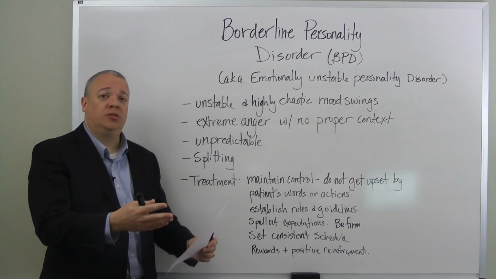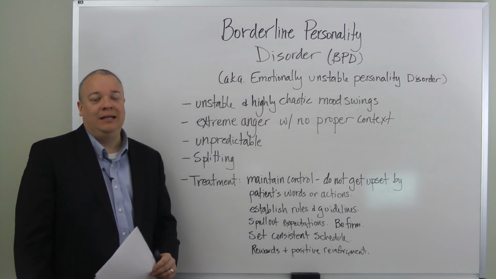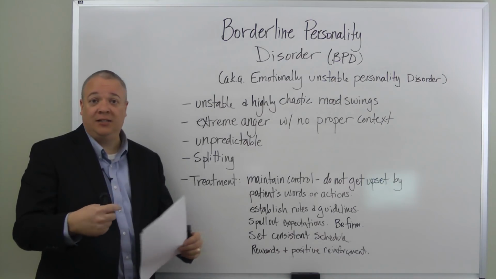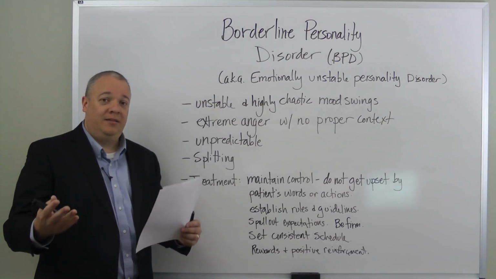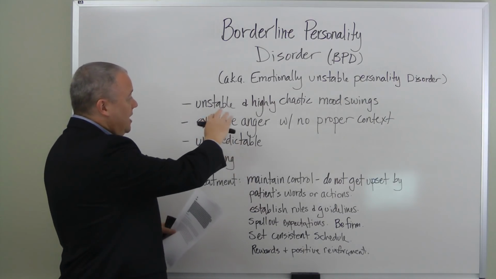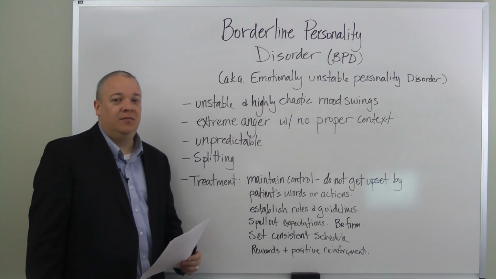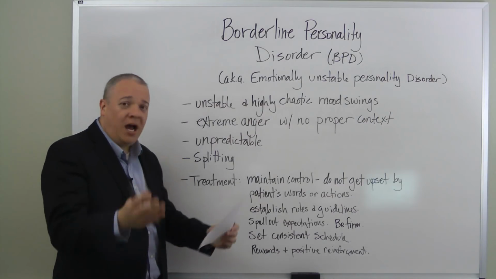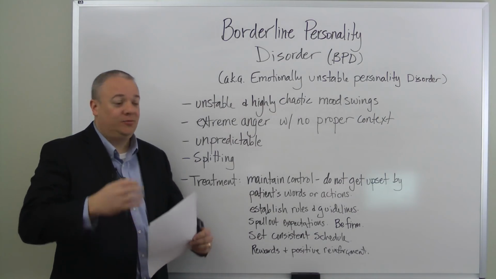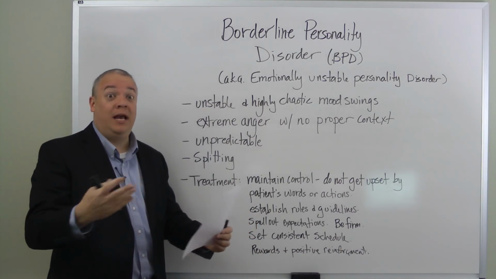Today you may be the good person who's perfect and great. Tomorrow you may be the most evil person on the planet and they hate you, and there's been no context, no change to make that reasonable or understandable. So basically you've got unstable, highly chaotic mood swings. You have extreme anger, often indicative here, extreme anger with no context to justify the anger. The person is just ballistic with anger, and you're trying to figure out why, what happened.